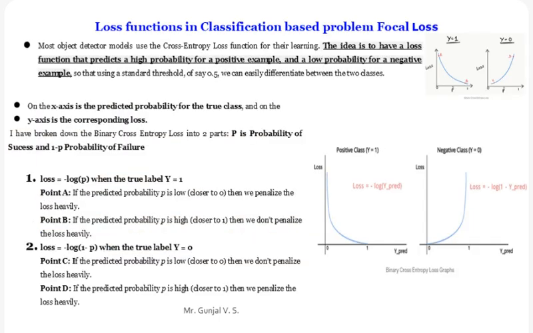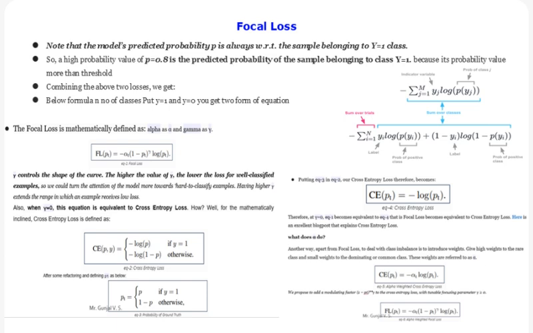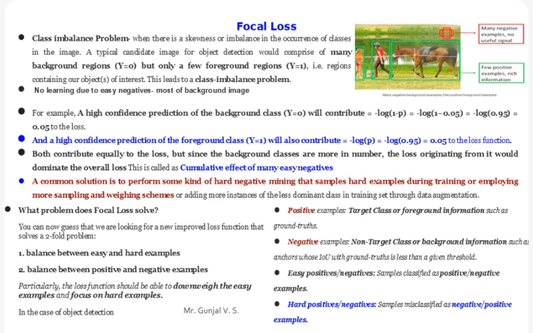Focal loss addresses class imbalance by focusing on hard-to-classify examples. It adjusts the loss contribution based on the confidence of predictions, improving model performance on imbalanced datasets. Focal loss is defined with parameters alpha and gamma, which control the focus on hard examples. It combines cross-entropy loss with a modulating factor to downweight easy examples. Focal loss helps in handling class imbalance by emphasizing hard examples during training.